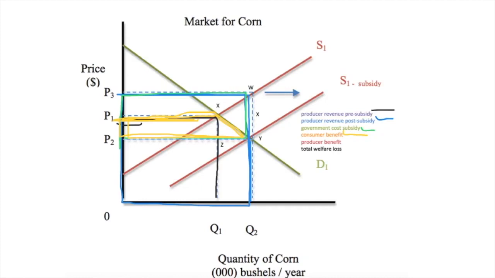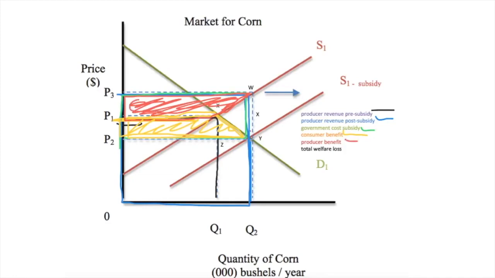What about producers? Well, the producers, remember, we're originally getting P1, right? But they're now getting P3. So the producer benefit is this line here up to P3 down to P1. Okay, so it's this shape right here is the producer revenue, right? This shape right here is the consumer, not the producer revenue, sorry, the producer benefit, right? The producer benefit is this red box right here, okay?